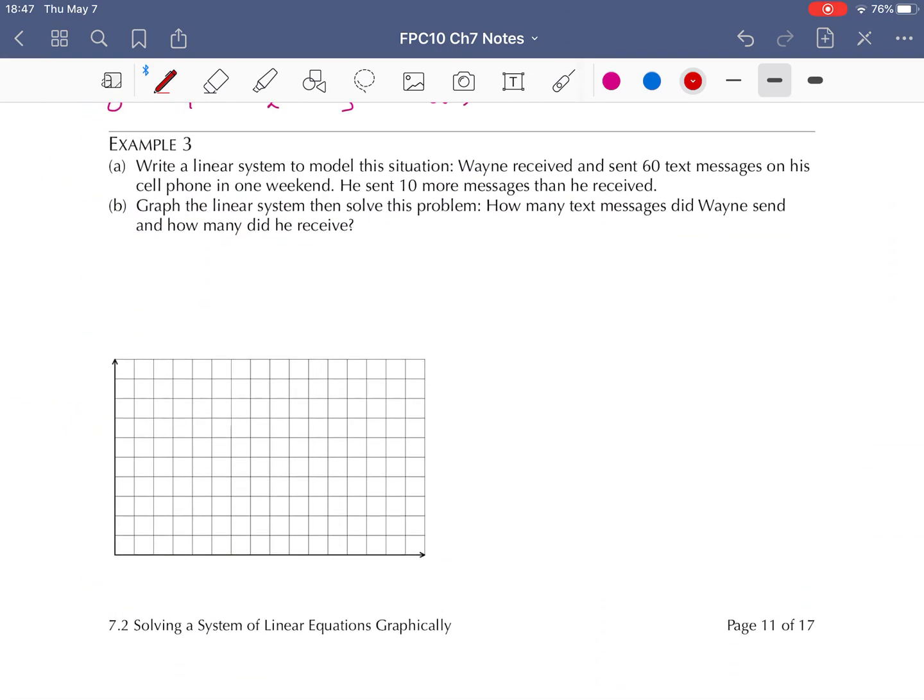Write a linear system to model this situation. Wayne received and sent 60 text messages on his cell phone in one weekend. He sent 10 more messages than he received.